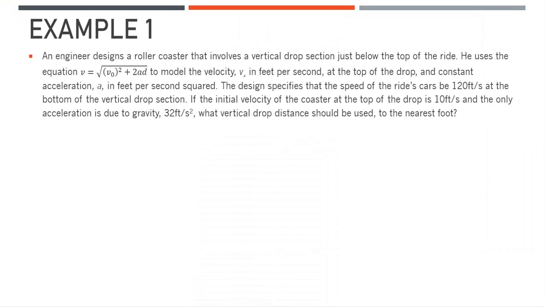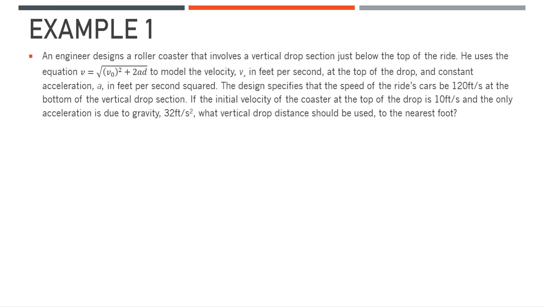All right, now that we did a review of 20-1, we can start looking at some 30-1 word problems. Now, the rest of the section actually is the same as 20-1. That's kind of the nice thing. So we're already on that part. But now these word problems add a little bit extra layer of complexity. So an engineer designs a roller coaster that involves a vertical drop section just below the top of the ride.